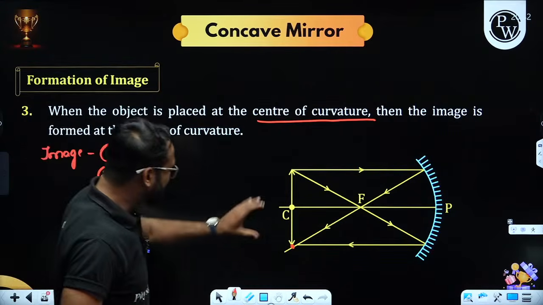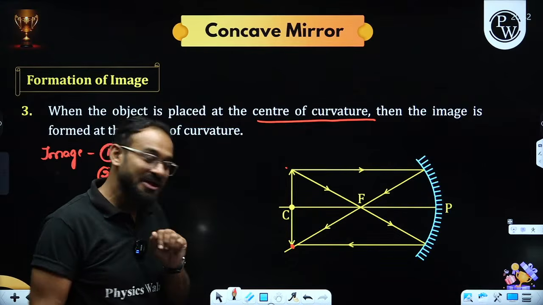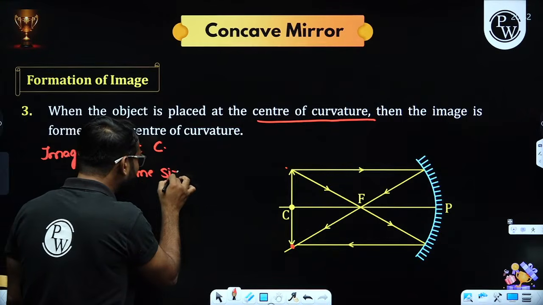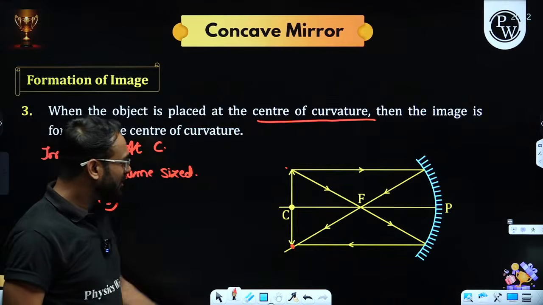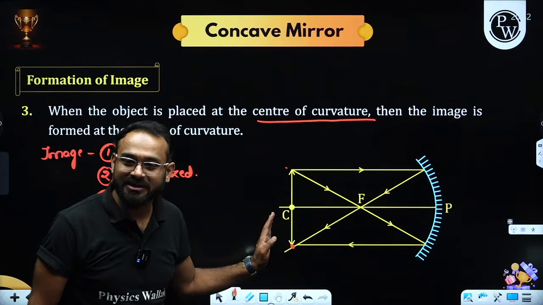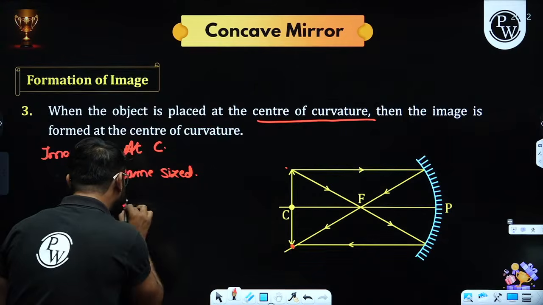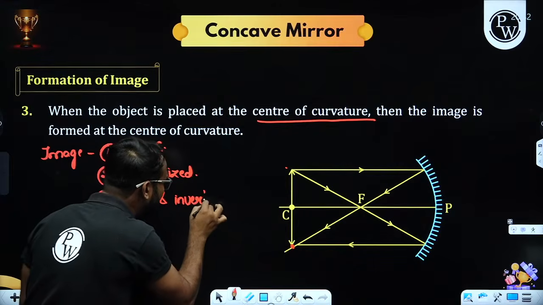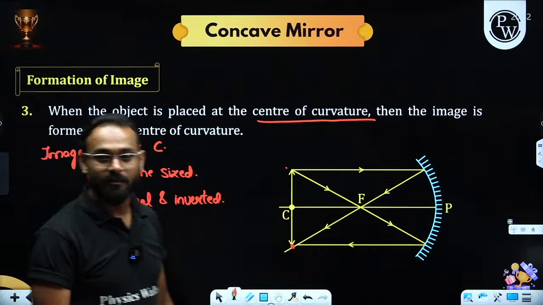Look at the size. It seems similar, no? Yes, sir. It will be of the same size. Same sized. Third, nature. In air, you won't be able to get this. You need a screen. That means real and inverted. That is the third case. This is how the image is going to form.